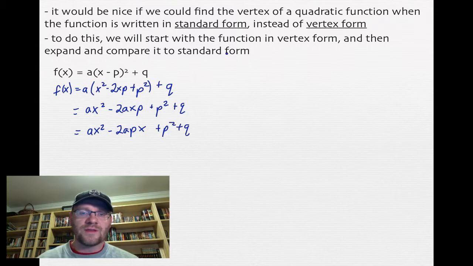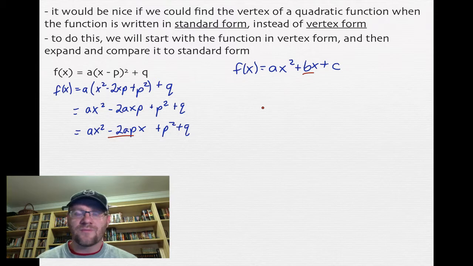So knowing that standard form of a quadratic function is f of x equals ax squared plus bx plus c, that means that I can say that b is going to be the same as negative 2ap. So b is equal to negative 2ap. Now the other thing I know is that this value for p is actually equal to the x value of the vertex.